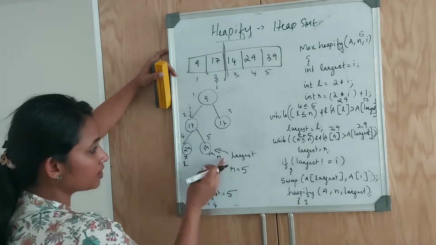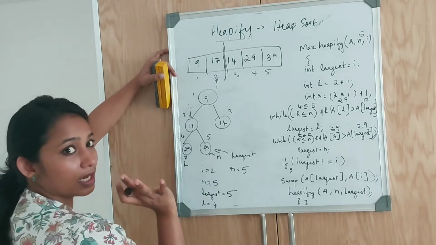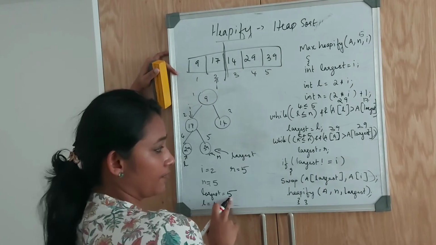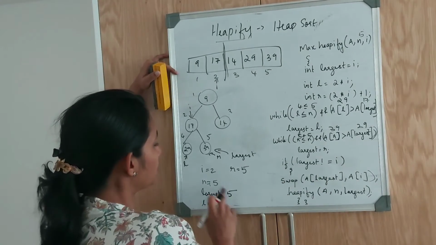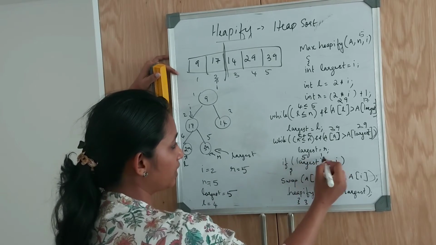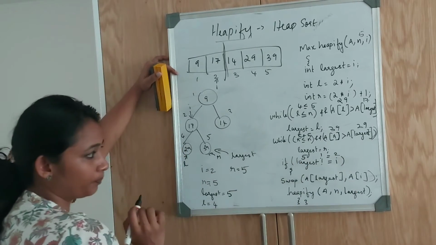Okay, now you got from this 2 which is largest. Now 5 is largest. Okay, now next. Check whether largest. What is largest? 5. Is it equal to 2? No, it is not equal to. Correct. It is not equal to. 5 is not equal to 2. I is 2. It is not.